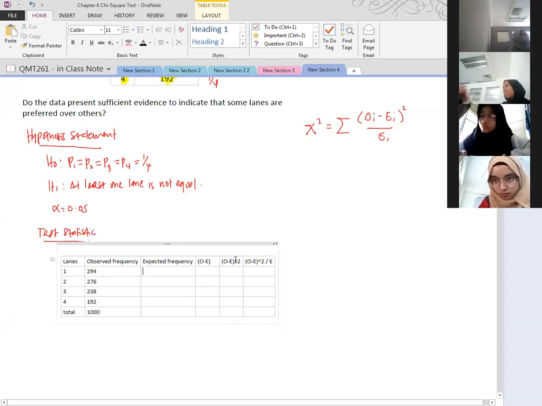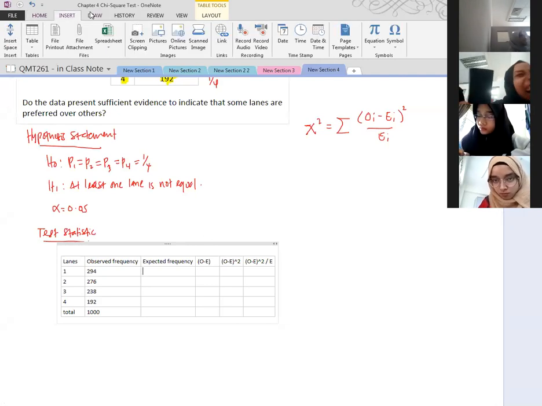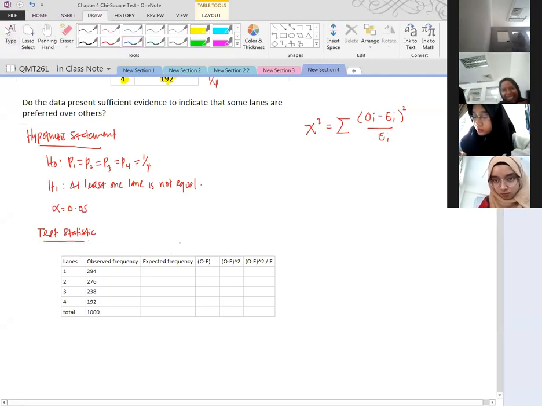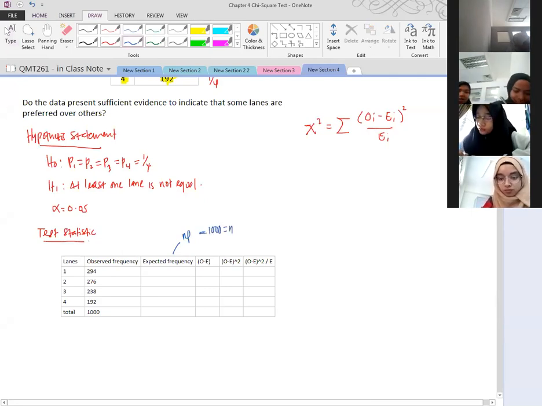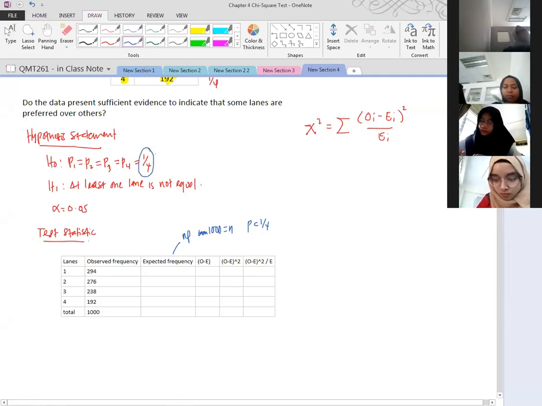So the expected frequency formula is N multiplied by P. N is equal to 1000, and P is equal to 1 over 4, which is the probability that we want to use. So N, 1000, multiplied by 1 over 4 is 250. All will be the same because the probability is the same for every lane.